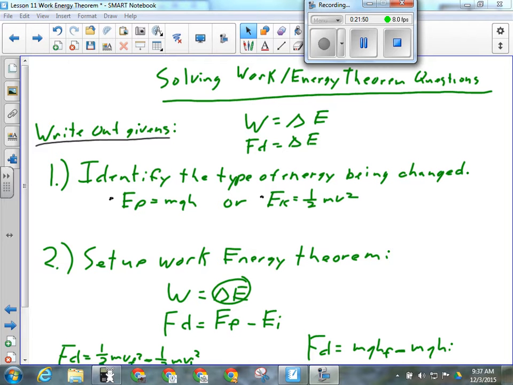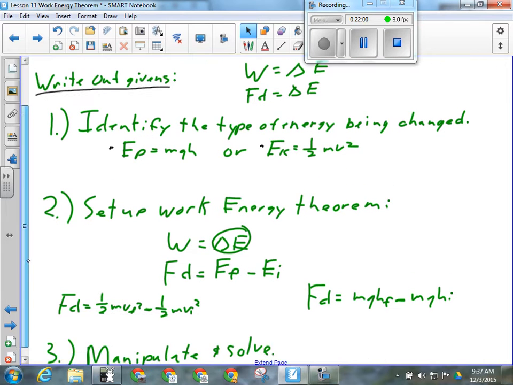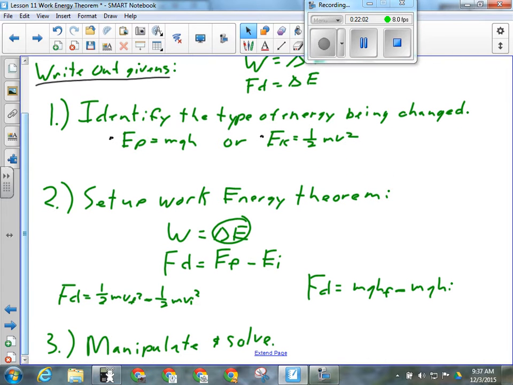Once we've identified the type of energy that's being changed, that's when we set this up. And this is the step you guys saw me do every single time so far. I said work's a change in energy, and then I expanded that to force times distance equals the final energy minus the initial energy. That could mean either it's kinetic, so I'm going 1/2 mvf squared minus 1/2 mvi squared, or it's potential, and it's mghf minus mghi. We set it up that way. Then you manipulate for whatever it was you were asked to solve for.